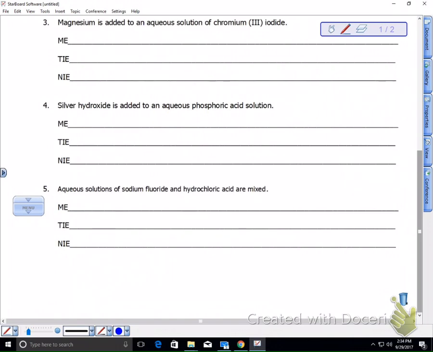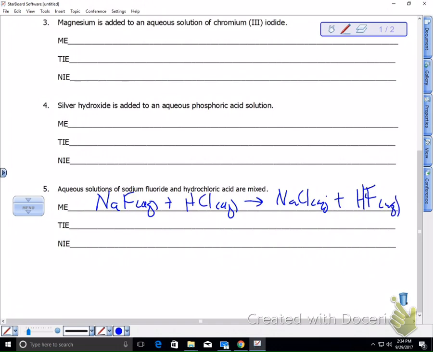Now let's skip down to number 5 because I have something a little different to show you. This is sodium fluoride, aqueous, hydrochloric acid, which is a strong acid, and that's important to remember because strong acids are strong electrolytes. We'll make sodium chloride and hydrofluoric acid. Now you have to remember that hydrofluoric acid is not a strong acid. That's going to be very important, so follow along.